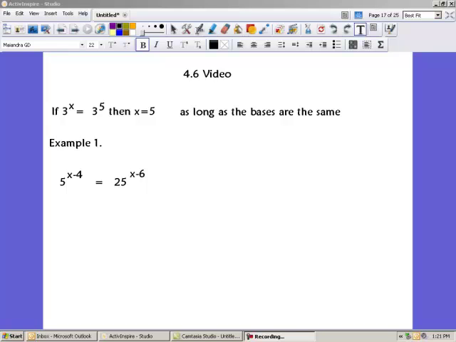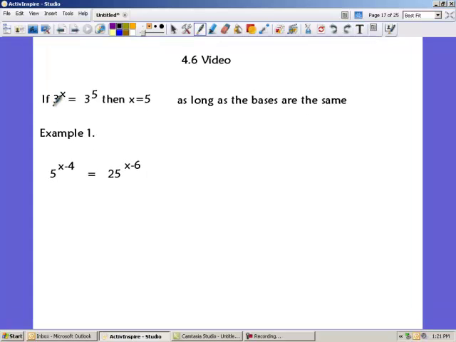In 4.6, we're going to learn how to solve something with an exponent and logarithms. And there are a couple rules that we're going to have to know in this section. One of the rules is a very general rule where if you have the same base, which we do here, then you can just say that their exponents will equal each other. And that is only if their bases are the same.